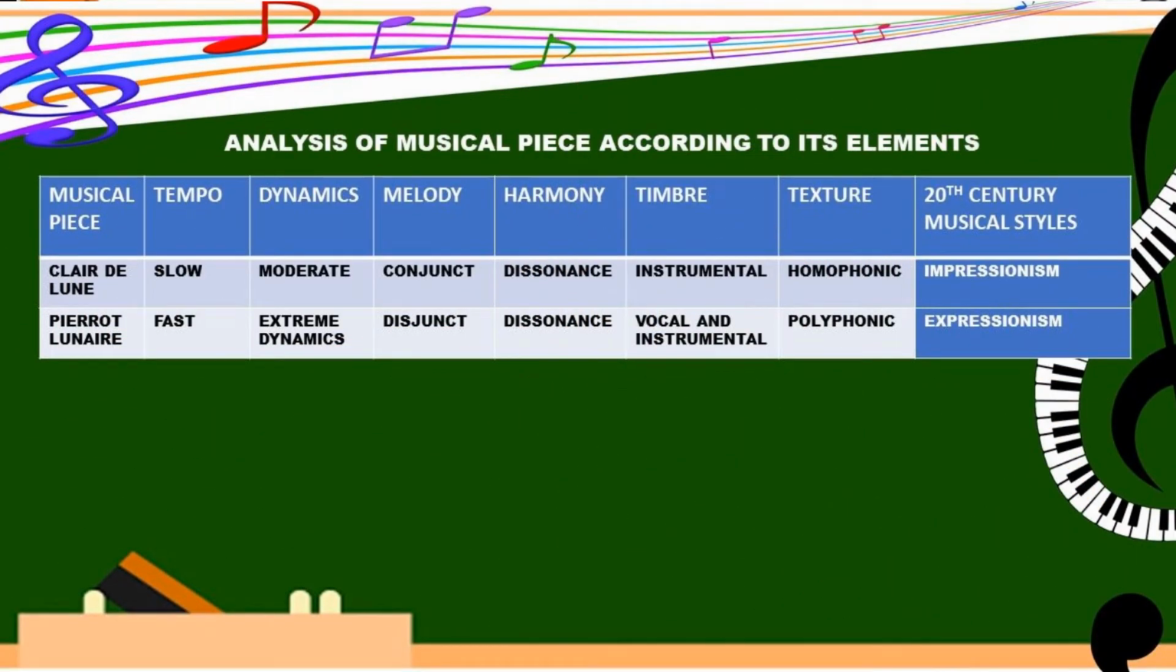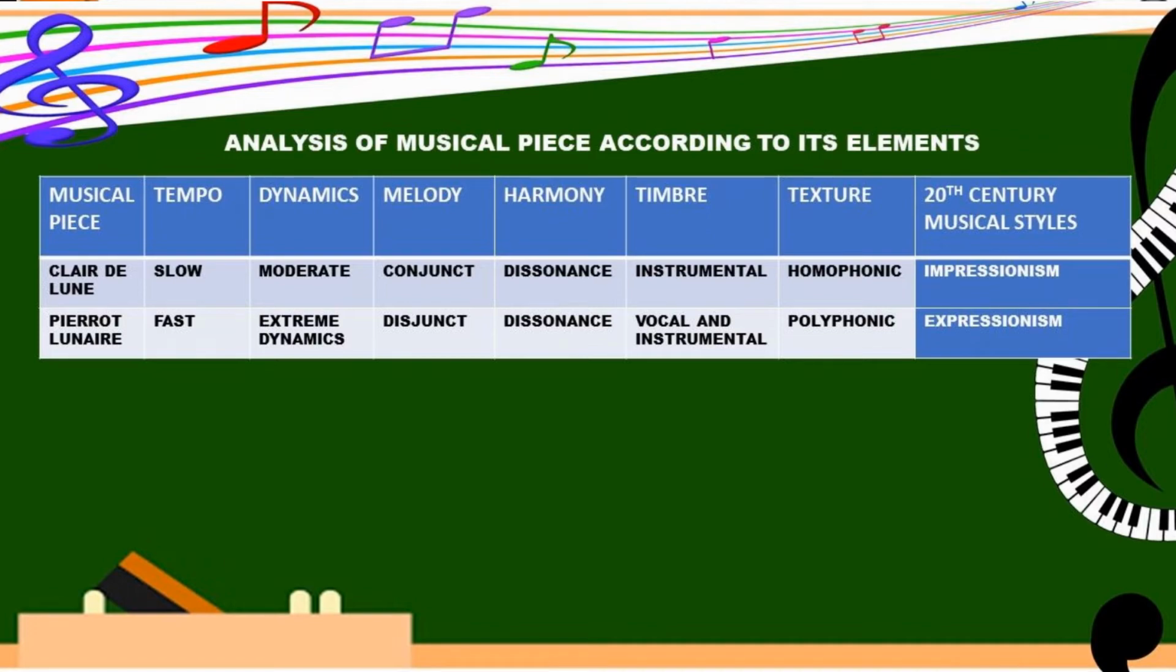So the title of that musical piece is Pierrot Lunaire. And the tempo is fast. The dynamic is extreme dynamics. Why? Because there are parts wherein soft melody or very soft melody is applied, then suddenly it became very loud.